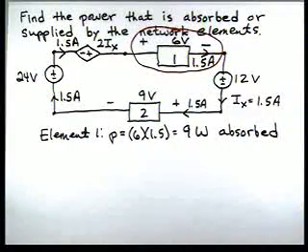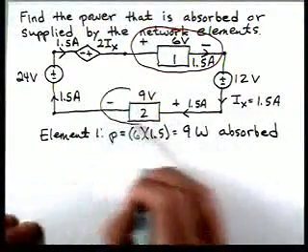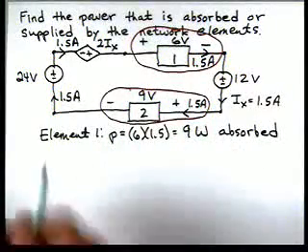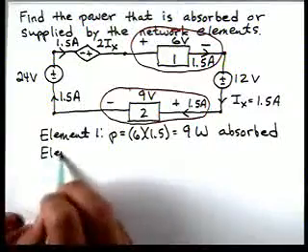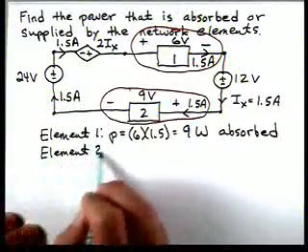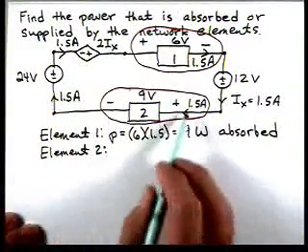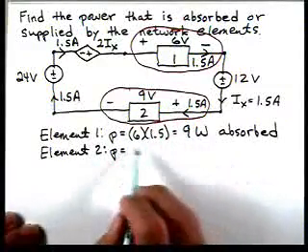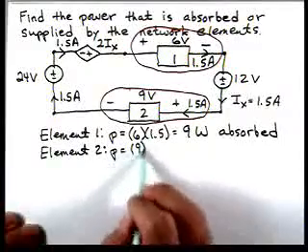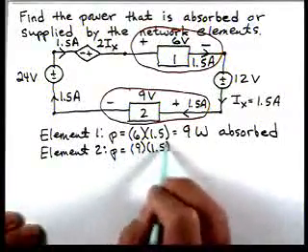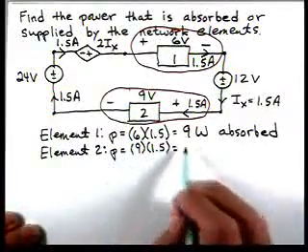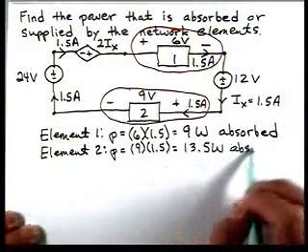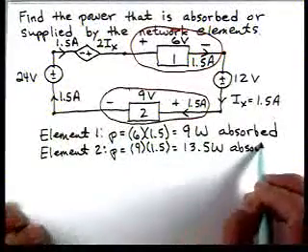Now let's look at element 2, down on the bottom of the circuit. And again, we can see the current entering the plus, leaving the minus. So again, that's the passive sign convention. So we now have 9 times 1.5, which is 13.5 watts absorbed.